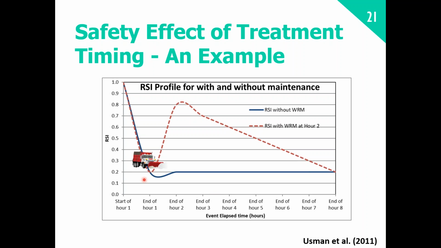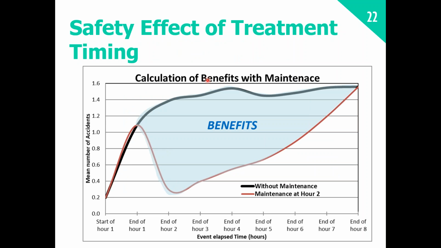Since this is an event-based model, it is important to define what the event is, as I already mentioned. In the study by Usman in 2011, their research team defined the snowstorms using bare pavement status and how it varies with respect to road weather and surface conditions. Maintenance activity is shown in this diagram, with timing here. So you can see in this diagram the calculation of benefit with maintenance. On the y-axis, we see the mean number of accidents, and how it changes with respect to the time elapsed in the event.